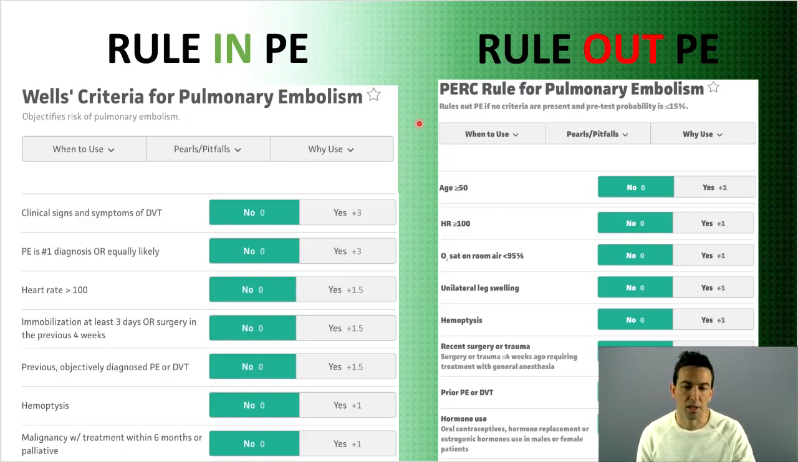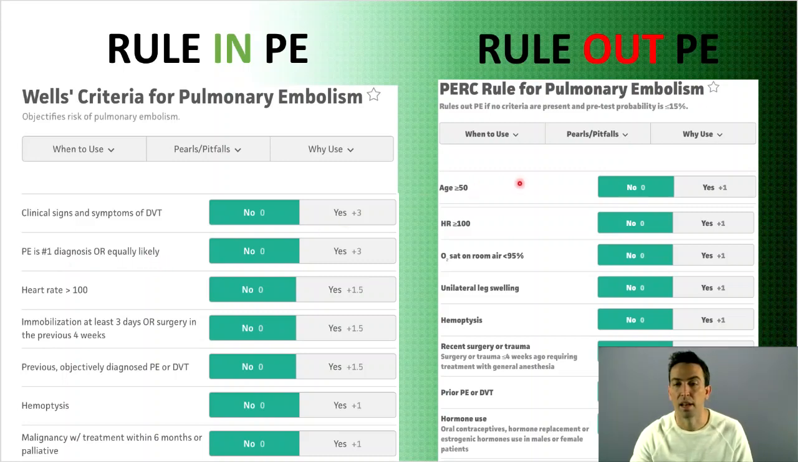Going through the different things that are included in each one of these decision-making tools. In the Wells criteria, we're looking for clinical signs of a DVT, a fast heart rate. PE is the number one diagnosis, or equally likely, saying that, man, I really think it's the PE. Let's go down that pathway.